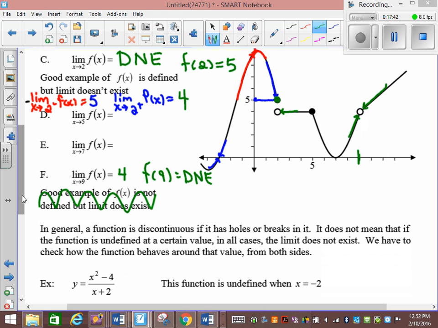In general, a function is discontinuous if it has holes or breaks in it. It does not mean that the function is undefined at a certain value in all cases. The limit does not exist. We have to check how the function behaves around that value from both sides. You can't just say the limit doesn't exist because there's a hole, right? You have to see where it approaches from the left, you have to see where it approaches from the right, and then go from there.